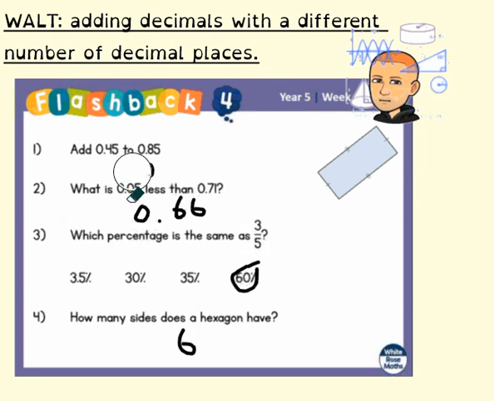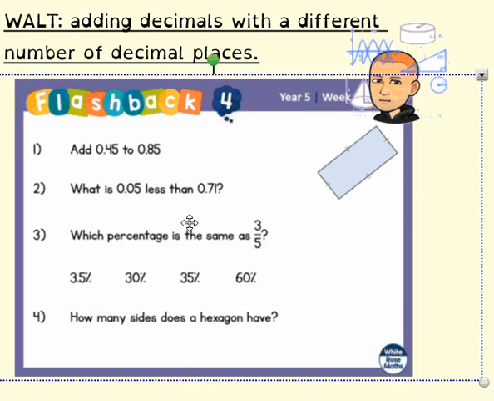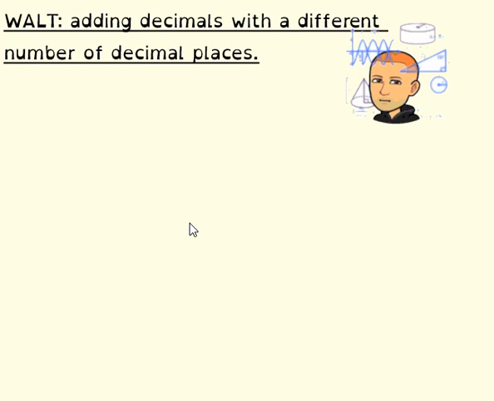Let's start today's lesson. As our walk tells us, we are going to learn about addition once more with decimals, but today we're going to be looking at adding decimals with a different number of decimal places, which means that the numbers have a different number of digits after the decimal point. We'll start off with a nice and simple example.